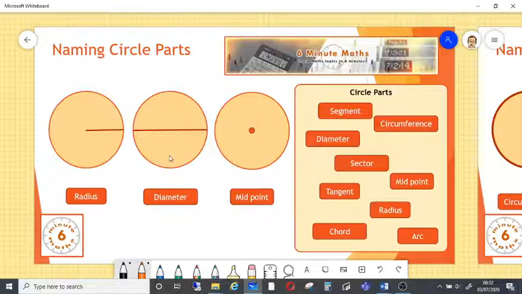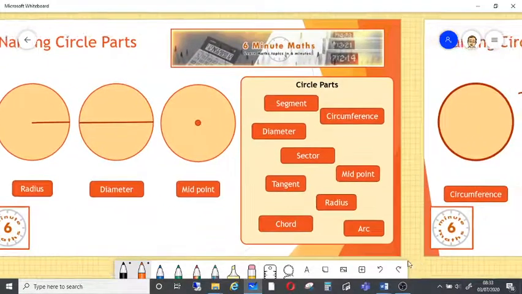Okay, and then the diameter. The diameter is also really important to remember because we can use this to calculate the perimeter or the circumference of the circle. And the diameter goes all the way across and through the middle. And the middle is called the midpoint. So the point in the very centre of the circle is called the midpoint. So those are the first three circle parts that you need to remember. Let's move on.